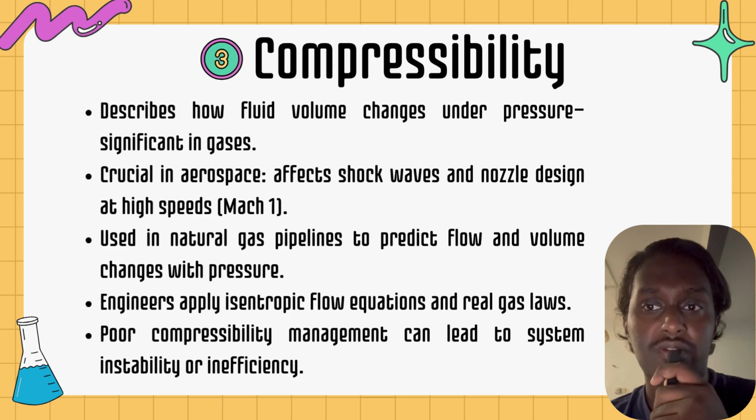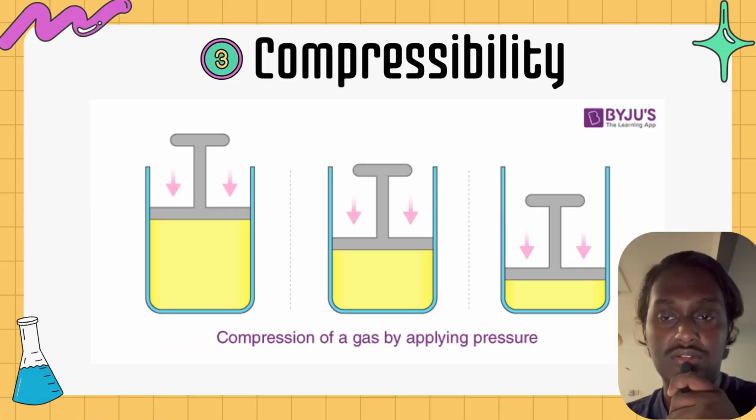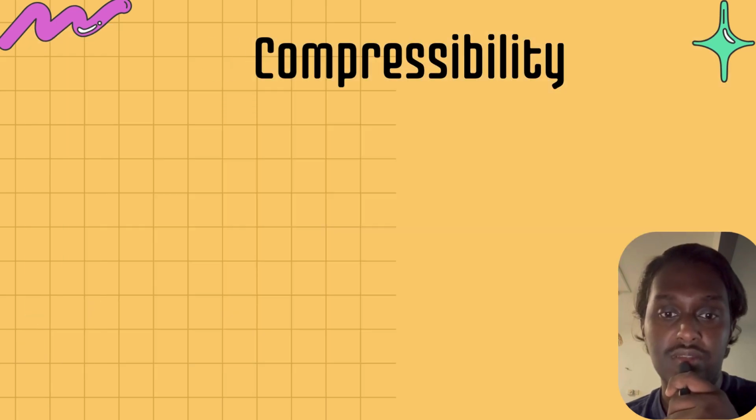Engineers apply isentropic flow equations and real gas laws to calculate compressibility. Poor compressibility management can lead to system instability and inefficiency, and can also cause accidents such as explosions. Here is a picture that shows the compressibility of multiple gases. We can compress them by applying pressure, but there is a limitation for each material.